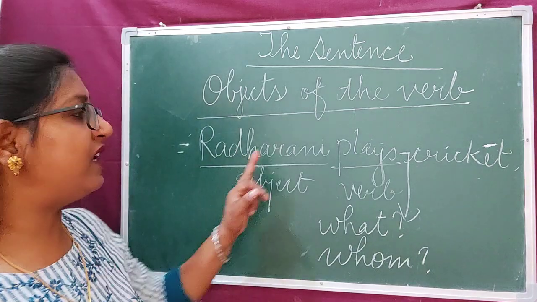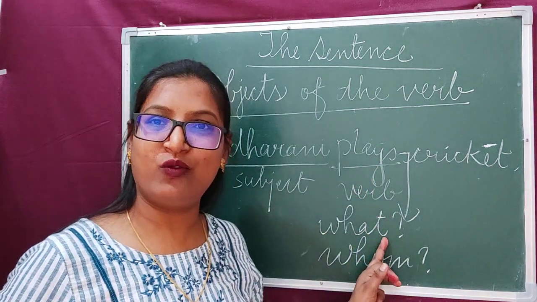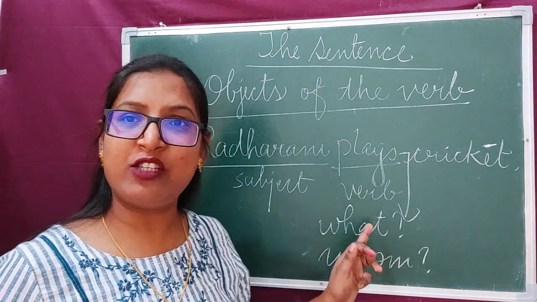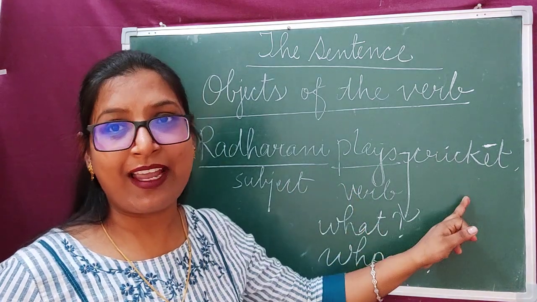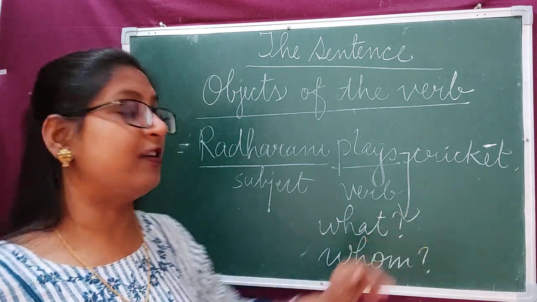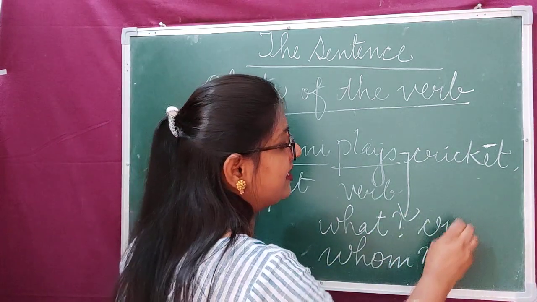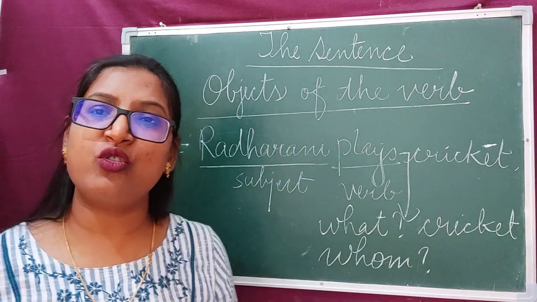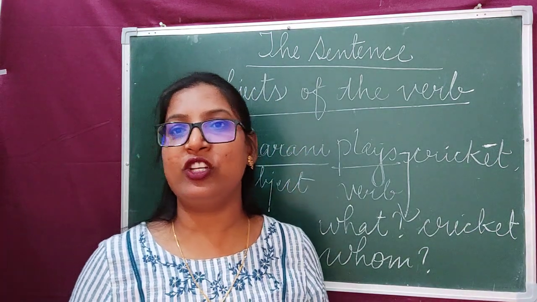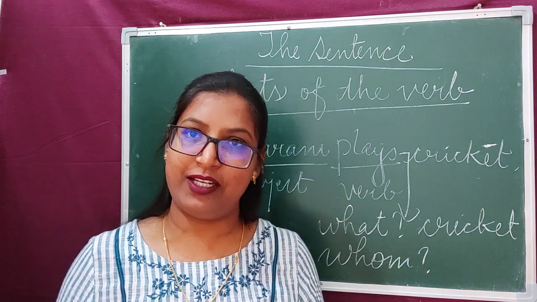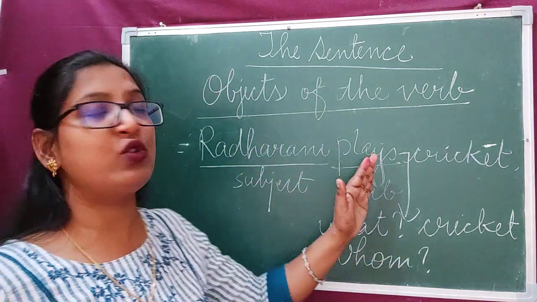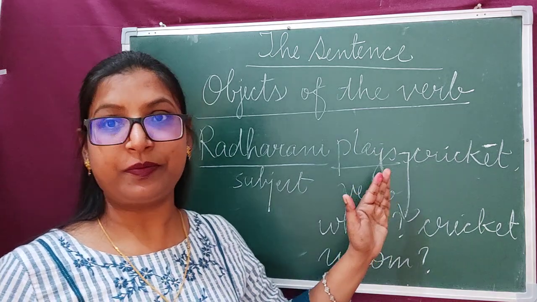Clear? Radha Rani plays what? What do we get as the answer? Radha Rani plays what? Cricket. Radha Rani plays cricket. So cricket is the answer. Clear? If you do not know the verb in a sentence, you will not be able to find out its object. Clear? You should know the subject and then you should know the verb.